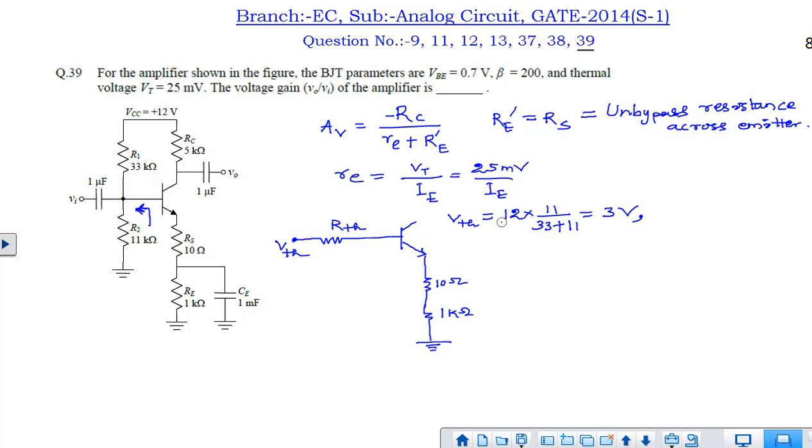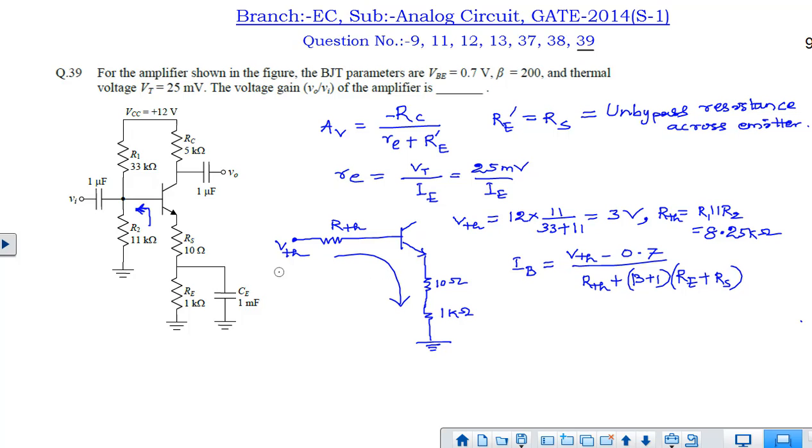So Thevenin voltage is nothing but 12 into 11 divided by 11 plus 33. That will give us 3 volt. Okay, Vth is 3 volt and Rth is nothing but the parallel combination of R1 and R2. That will give us 8.25 kilo ohm.